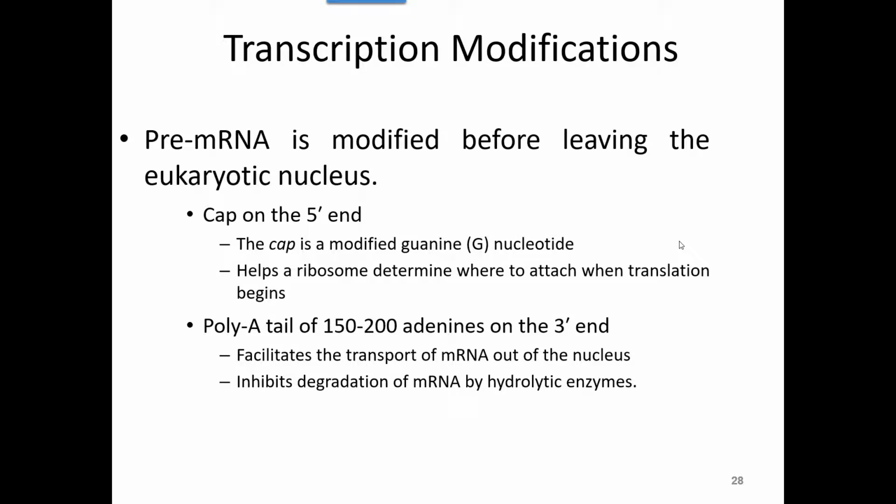And that poly A tail, that big long group of A's at the end, helps that messenger RNA leave the nucleus, and it helps prevent it from being broken down by enzymes. So we modify it a little bit by adding a little bit to each end.